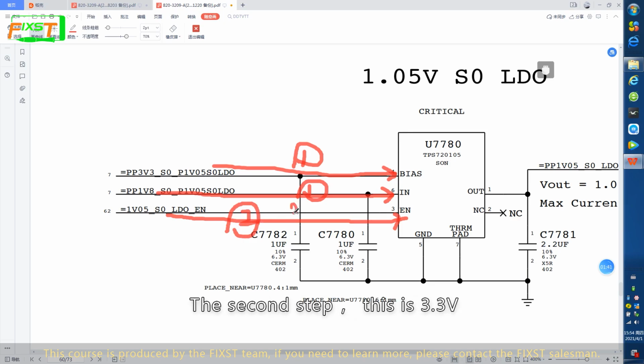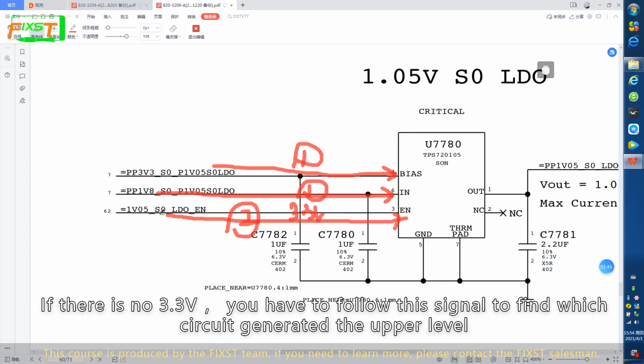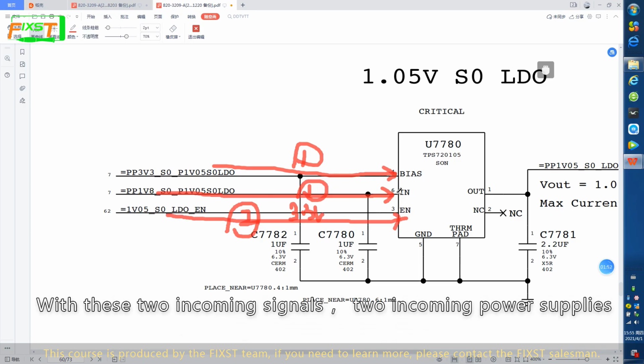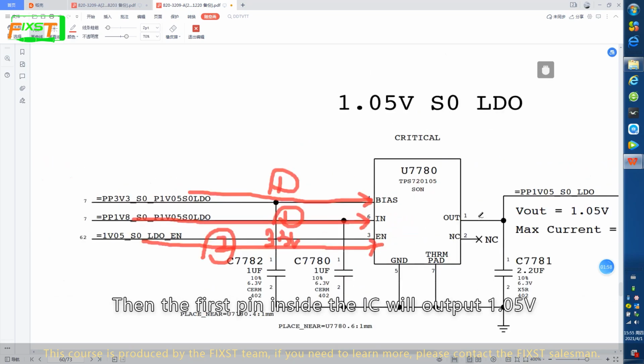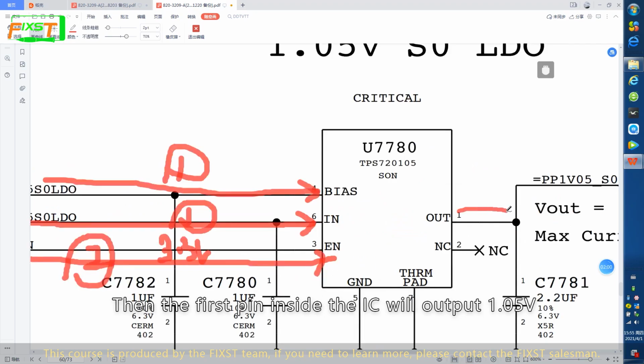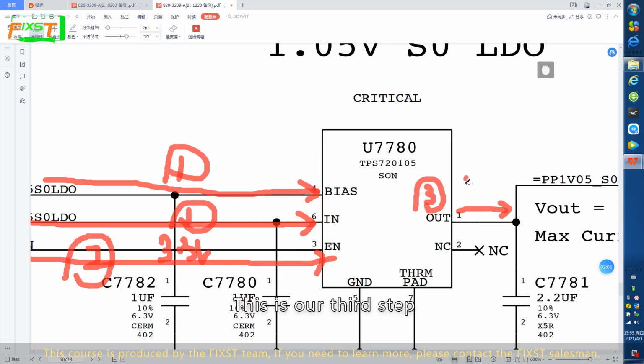The second step, this is 3.3 volt. If there is no 3.3 volt, you have to follow this signal to find which upper-level circuit generated it. With these two incoming power supplies, the first pin inside the IC will output a 1.05 volt. This is our third step. Also mark 1.05 volts on the picture.